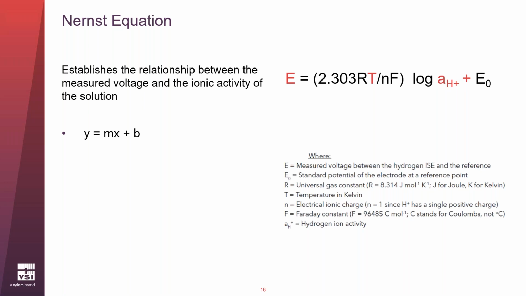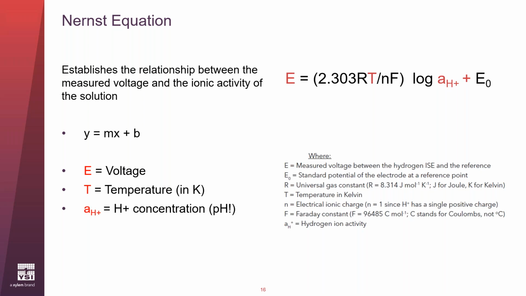Now, what the Nernst equation does is it establishes the relationship between the measured voltage and the ionic activity of the solution. Take a note of how it looks like the slope-intercept equation for a line. The beauty of this equation is that it allows us to express our measured concentration as a line. So y equals mx plus b is our slope-intercept equation for a line. In this case, E is going to be our voltage, T is going to be our temperature in Kelvin, a sub H plus is going to be our hydrogen concentration.